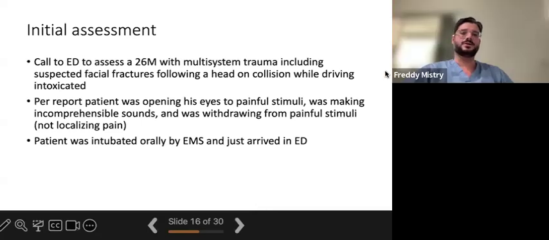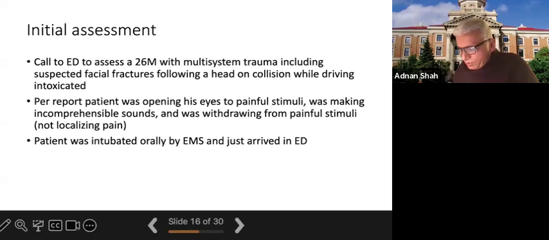So the case is, you got a call to the ED to assess a 26-year-old male with multi-system trauma, including suspected facial fractures following a head-on collision while driving intoxicated. Per report, the patient was opening his eyes to painful stimuli, was making incomprehensible sounds, and was withdrawing to painful stimuli, not localizing pain. The patient was intubated orally by EMS and just arrived to the ED. So my question is, what was the patient's GCS score in the field before intubation?